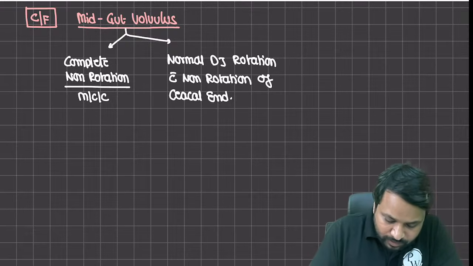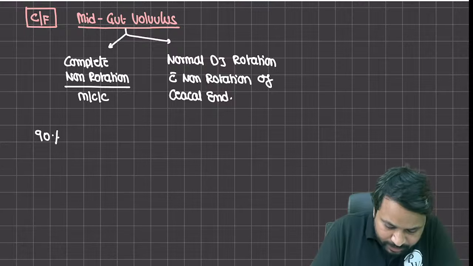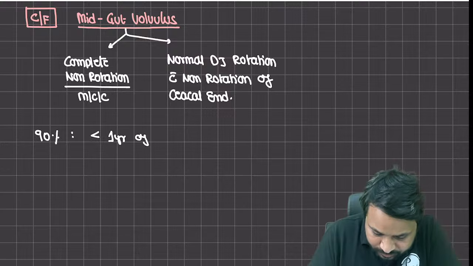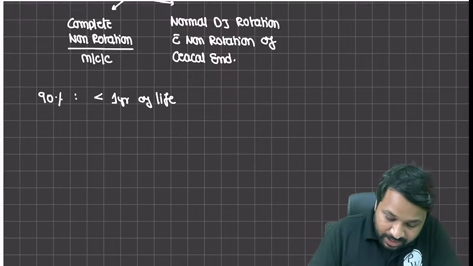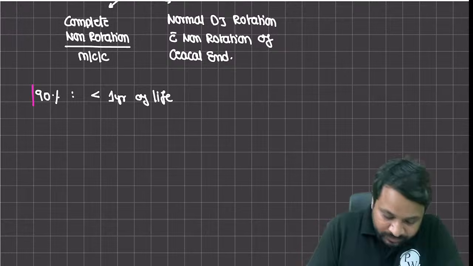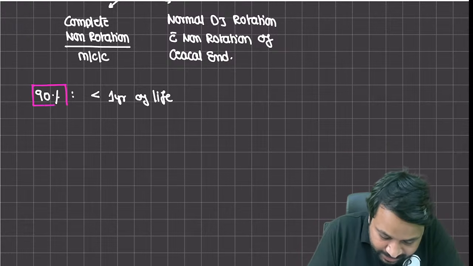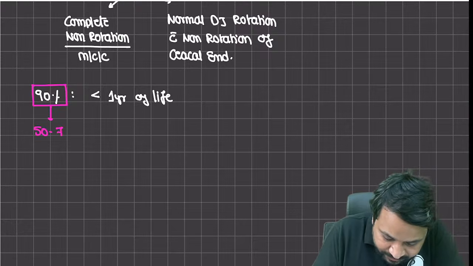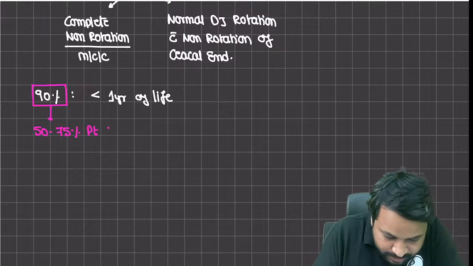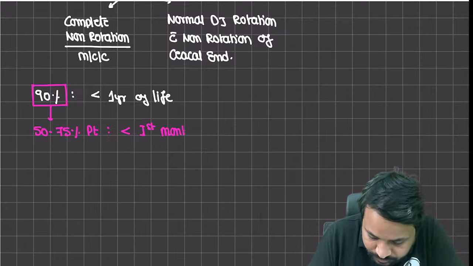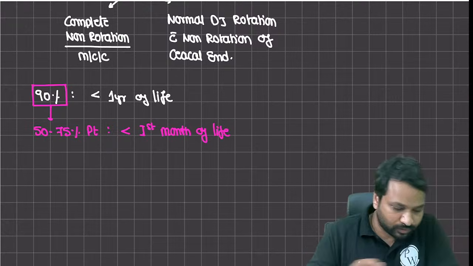Now, in general, talk about the clinical presentation. 90% of the patients who are going to have midgut volvulus present within the first year of life. Even more precise data: of this 90% we are talking about, around 50 to 75% of the patients present to you within the first month of life, right?